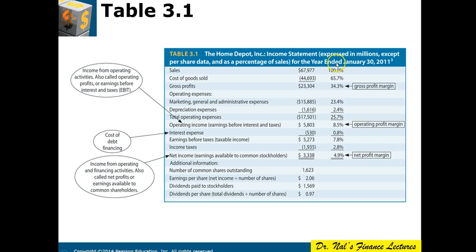This is the common sized financial statement in a sense. The benefit of calculating these percentages is the following. A $1 sale, we can keep track of it all the way until the bottom. So we know that every $1 in sales at Home Depot will convert into 4.9 cents of profit. All right. So this is a standard income statement table.